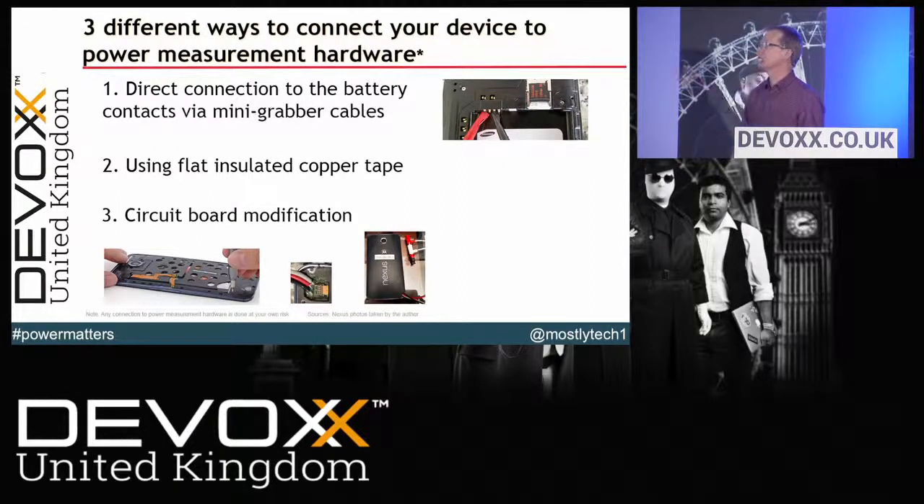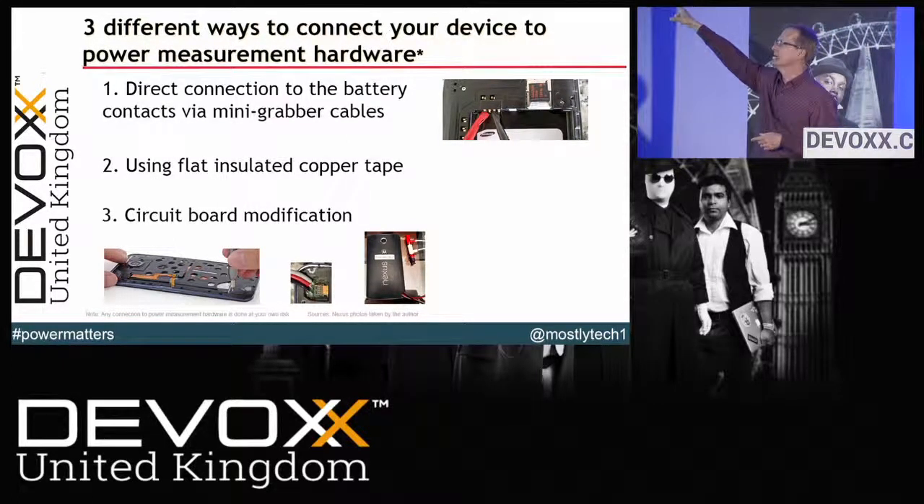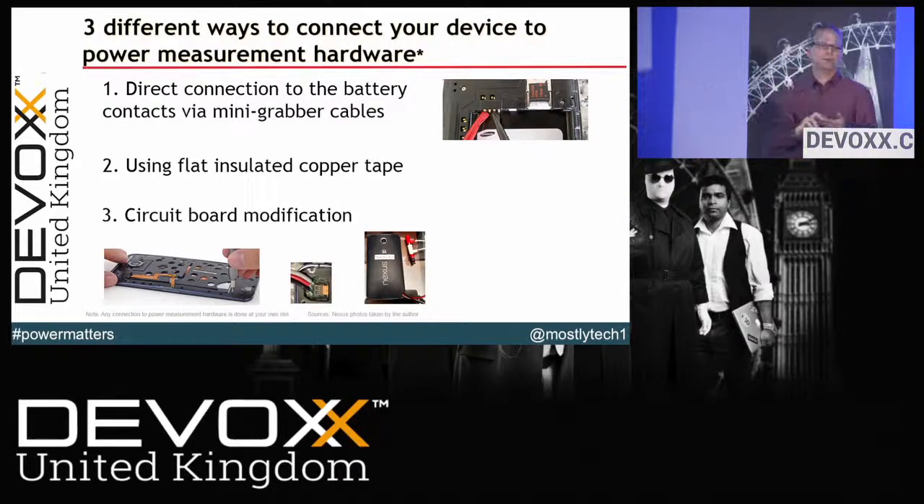If you want to go the hardware route, there's three ways. The easy way is just to take out your removable battery if you're lucky enough to have a phone like that. Just attach some mini grabber cables and away you go. If you want a more accurate method, if you want to have the fuel gauge work and the battery temperature sensor, then you're going to have to use flat insulated copper tape and break the battery connector, and it's a little bit of work.